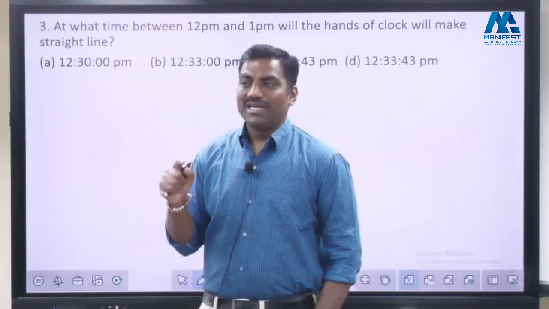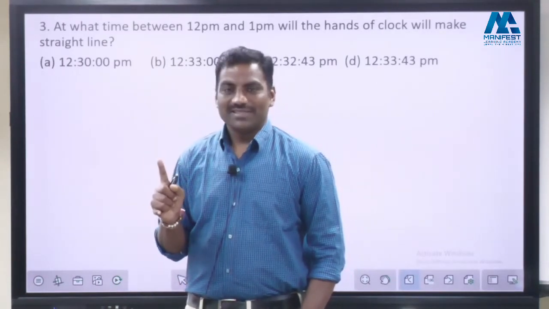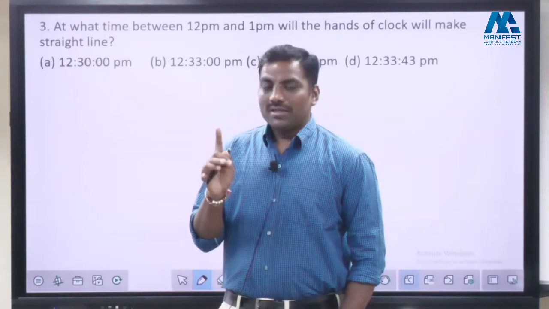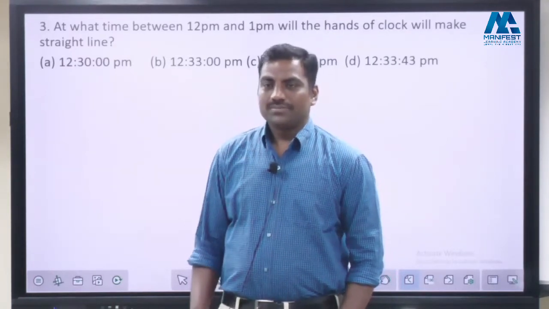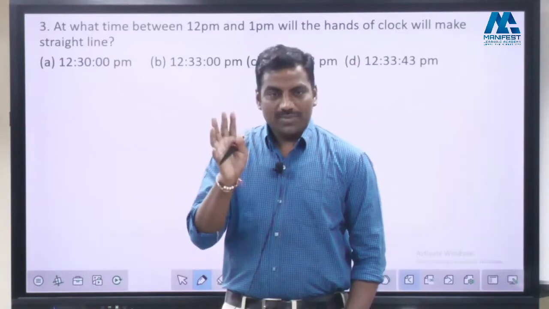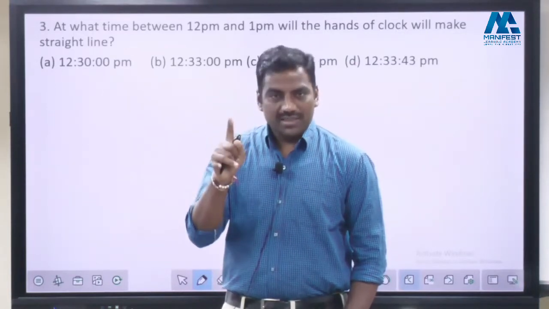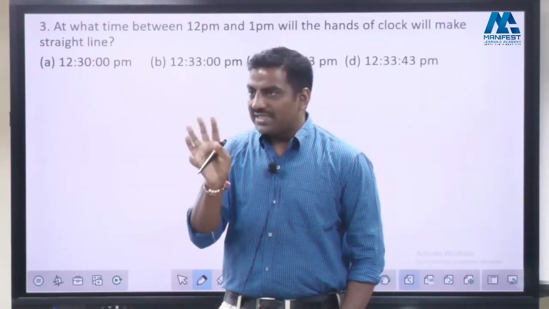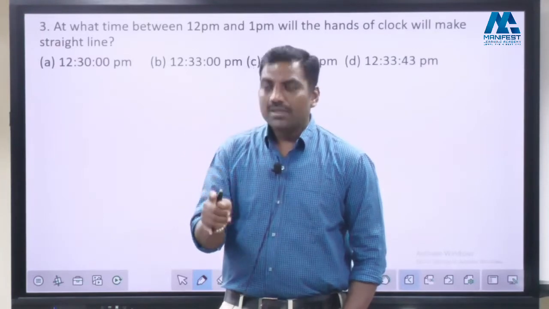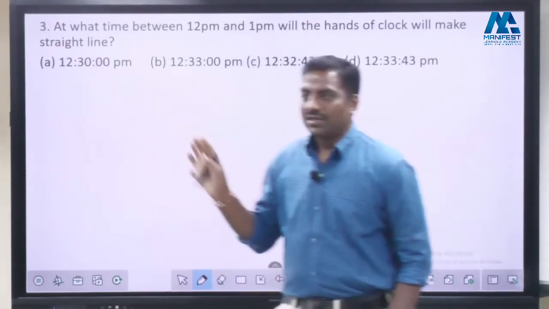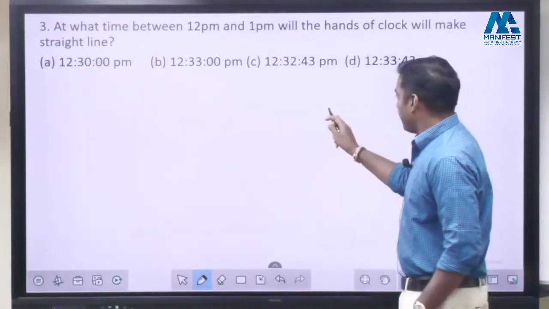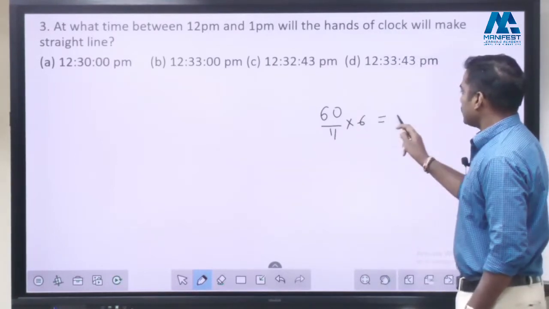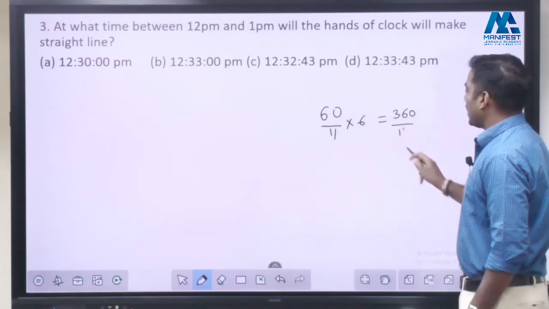It is making a straight angle of 180 degrees, not coincidence. You tell me the number which has been crossed by the minute hand. It has crossed 6, right? In your imagination it is coming somewhere after 12:30. Your answer has to be somewhere in the 30s. So your minute hand is between 6 and 7. It has crossed 6, so take 6 and multiply by 60 by 11. Your problem is over. So 60 by 11 into 6 is equal to 360 by 11.